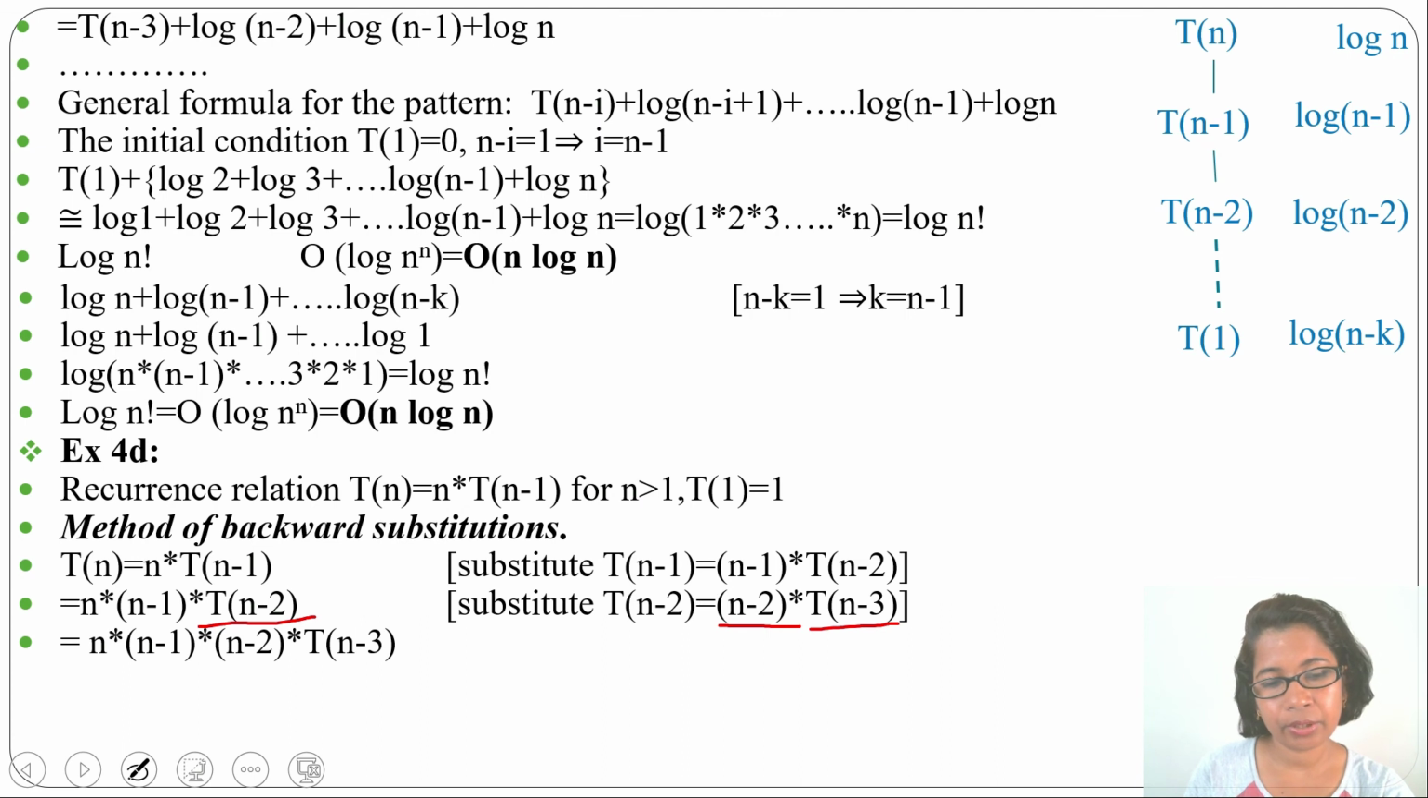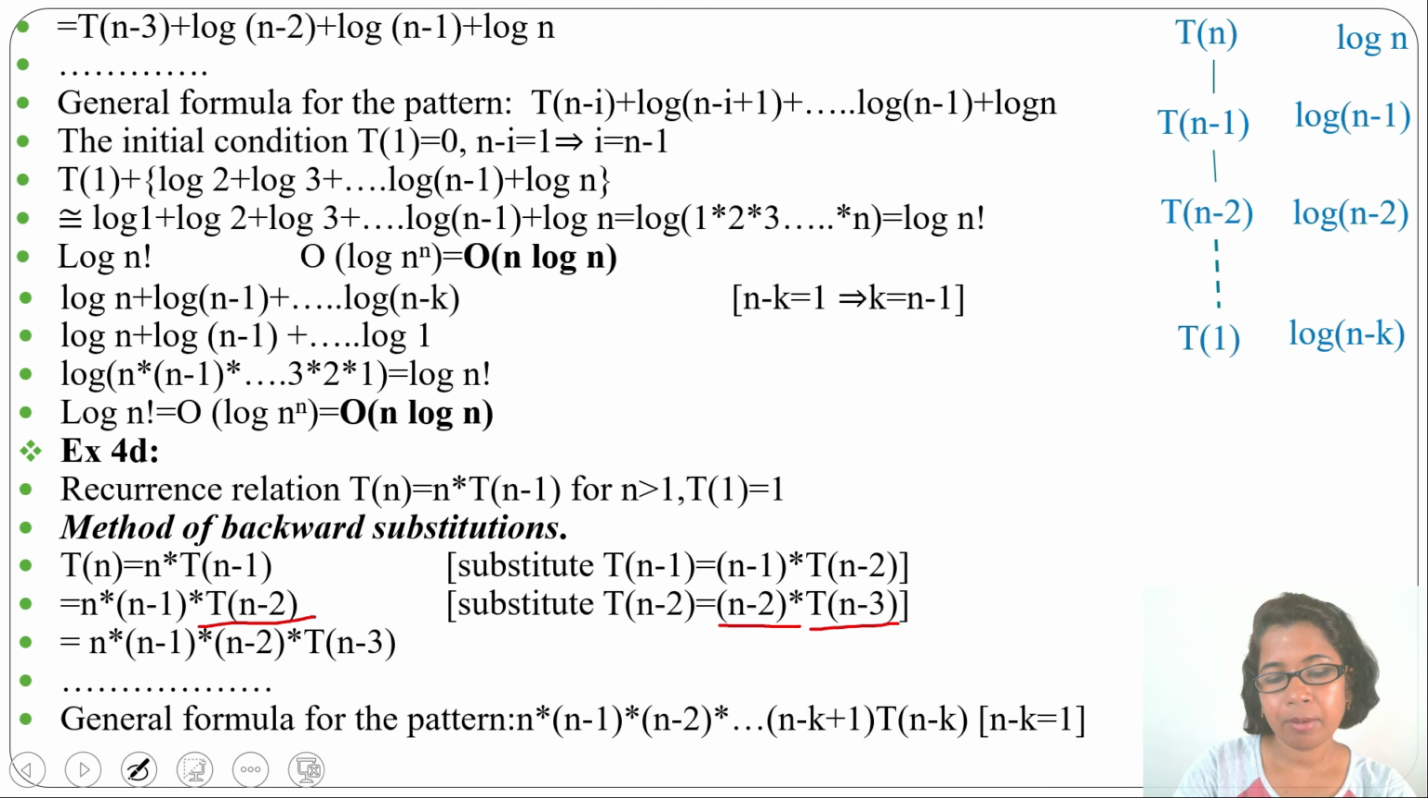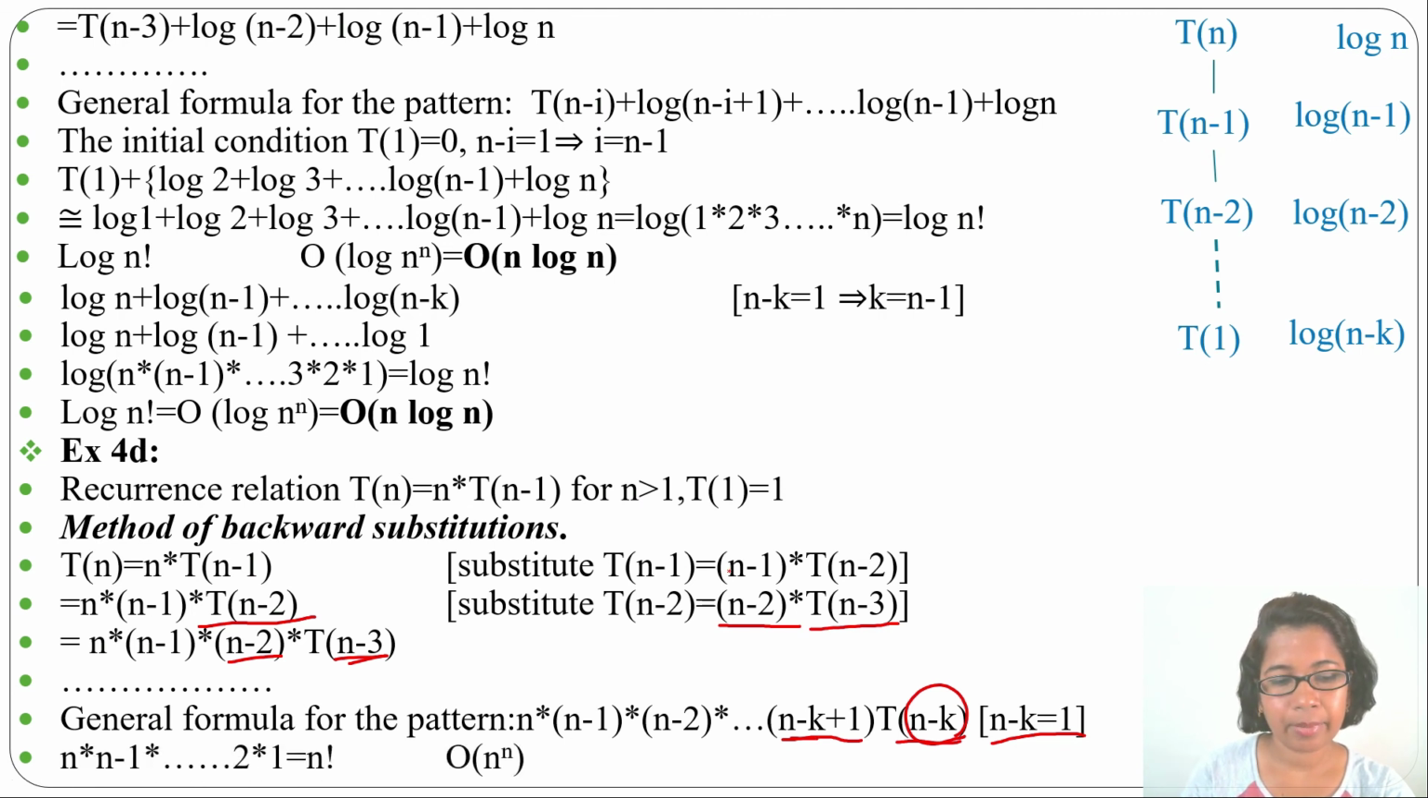Like this it will continue. We can now get the general pattern. The general pattern is n multiplication (n minus 1) multiplication (n minus 2) up to (n minus k plus 1), and T(n minus k). You can see when it is n minus 3, here it is n minus 2. We are comparing this with the initial condition, so n minus k equals 1. Then n minus k plus 1 will be 2. Now n multiplication (n minus 1) multiplication up to 2.